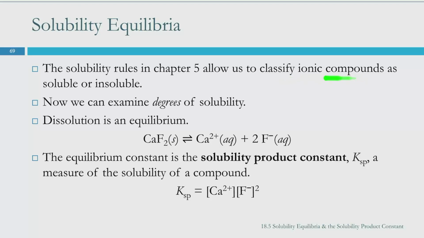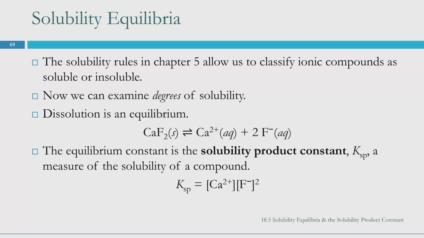So classifying different ionic compounds as soluble or insoluble. There is a green sheet handout that you may have that has a solubility table, and for the most part we've just been saying yes, it's soluble, or no, it's not soluble. But now we have the tools to examine the extent or the degree of solubility. So we can look at how much of something is dissolved or how little of something is dissolved, since dissolution or dissolving is an equilibrium expression.